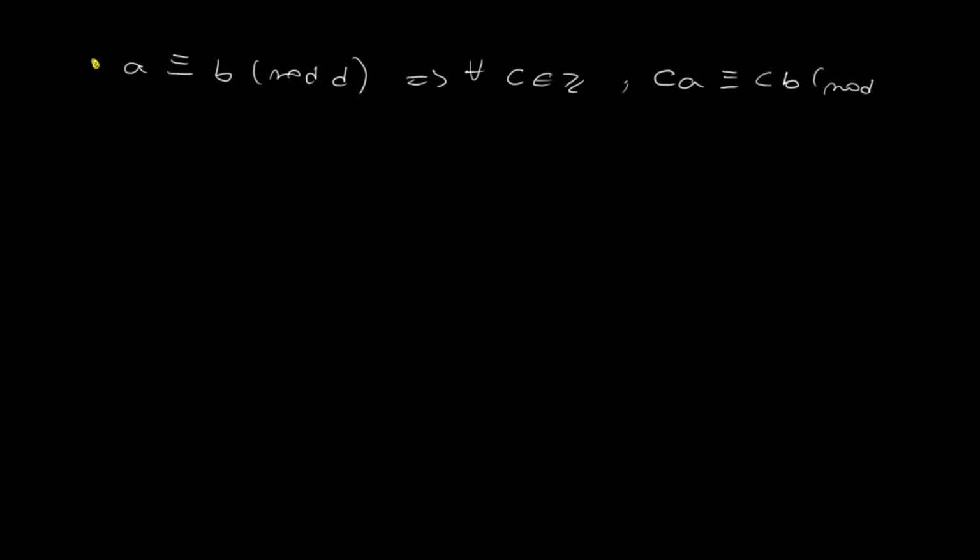The third property is also very simple. If we have that a is congruent to b modulo d, then for any c, an integer, we know that c times a will be congruent to c times b modulo d. Let's see the proof.